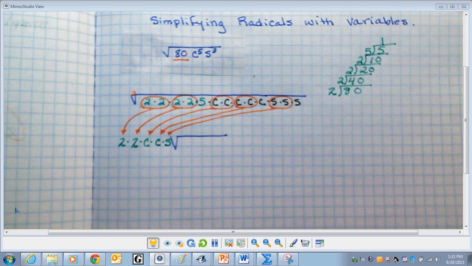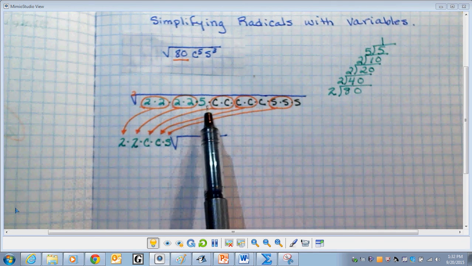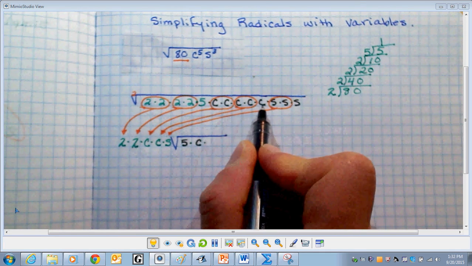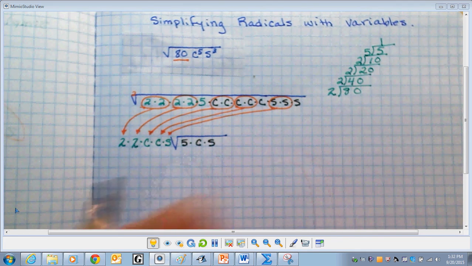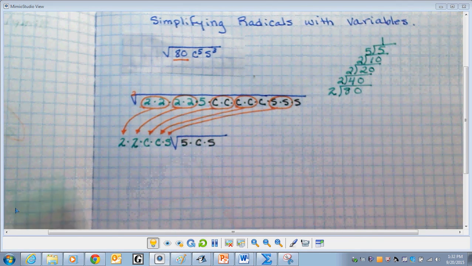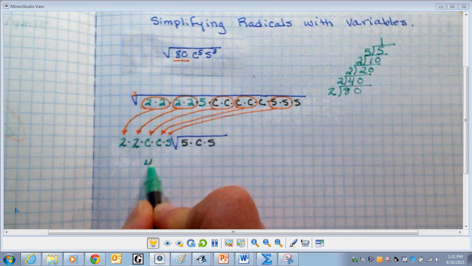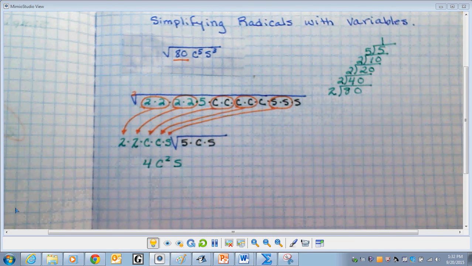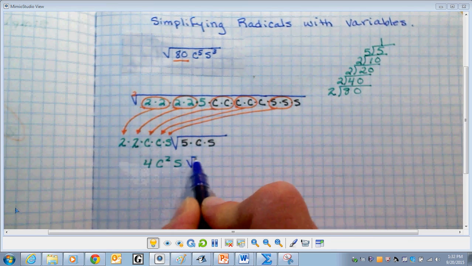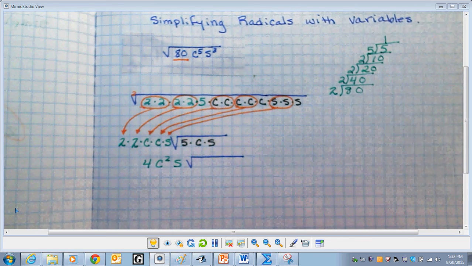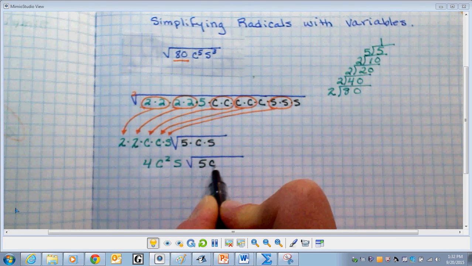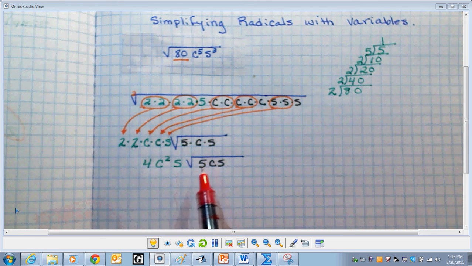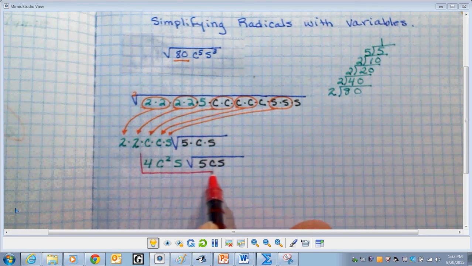So now what do I have left underneath the radical that doesn't have a pair? 5, c, right here, that's c, and that's s. So now we just need to clean this up. So 2 times 2 is 4, c times c is c squared, s is just s, and that's all that's in front of the square root. And what's underneath the square root? 5 times c times s. We don't need to write the multiplication sign because we know when our numbers and letters are side by side like that, it means multiplication.